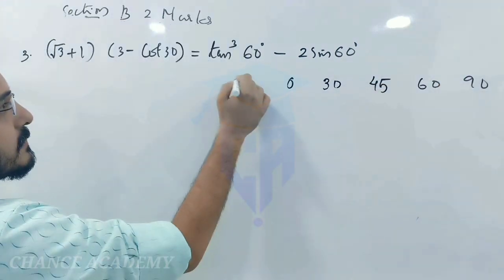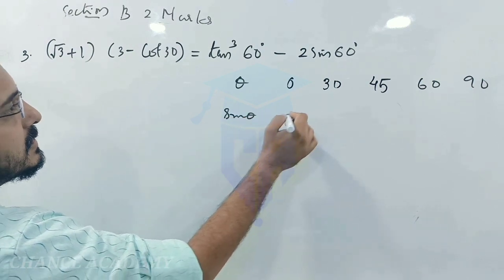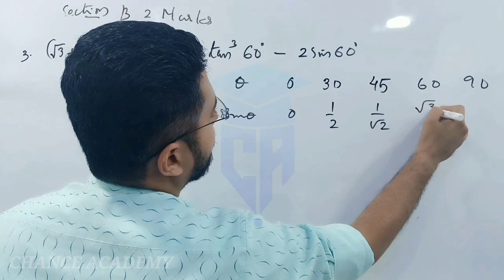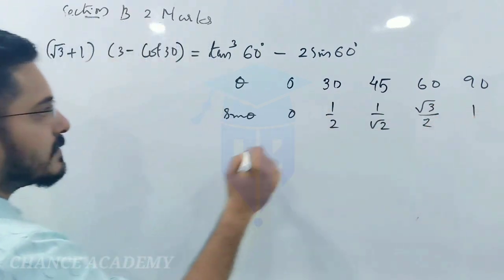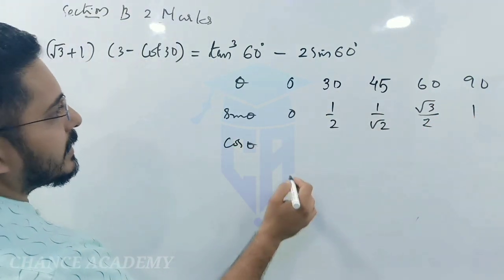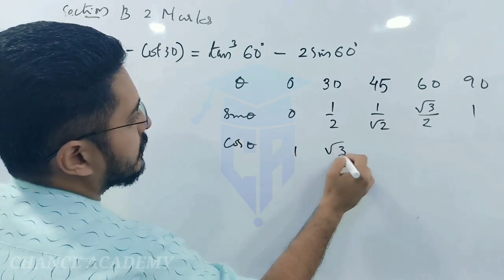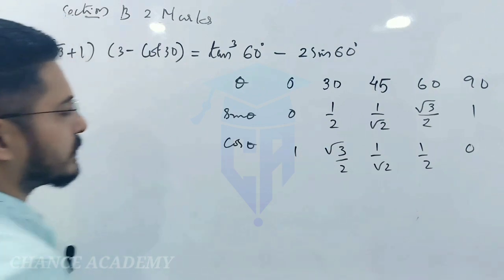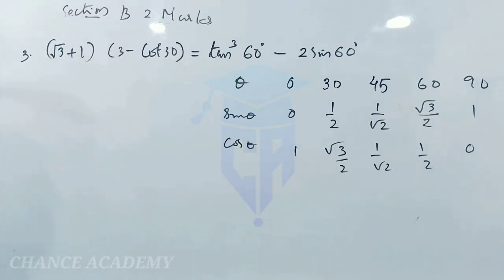For these angles, the value of sin theta will be 0, 1 by 2, 1 by root 2, root 3 by 2 and 1. In the reverse order, if you write this, you will get the value for cos. So that will be 1, root 3 by 2, 1 by root 2, 1 by 2 and 0. Sin by cos will give you tan. So take the ratio and you'll be able to find the specific values of T ratios.